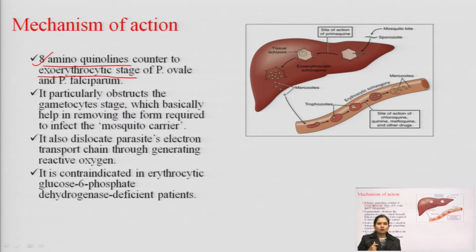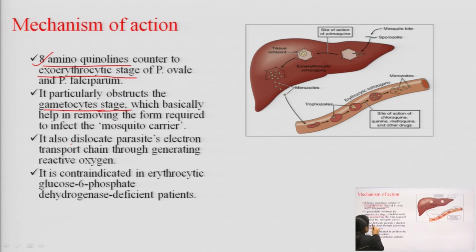They obstruct the gametes, which basically helps in removing the infection from the mosquito carrier. If the gametes do not form, then the next mosquito which bites an infected person is not able to spread the malaria anymore, because there is a destruction in the gametocyte stage.